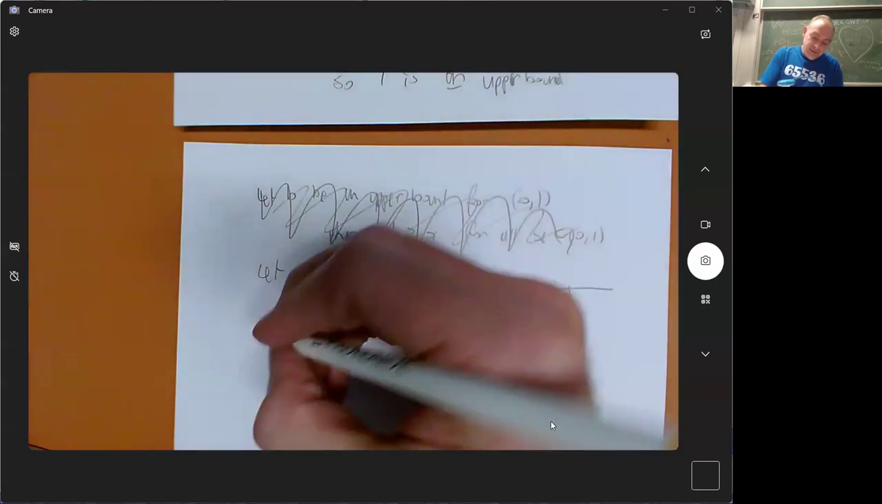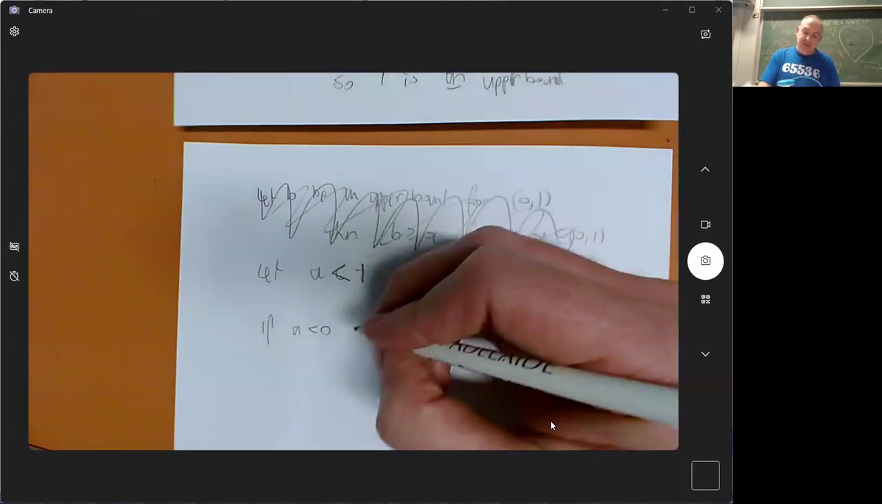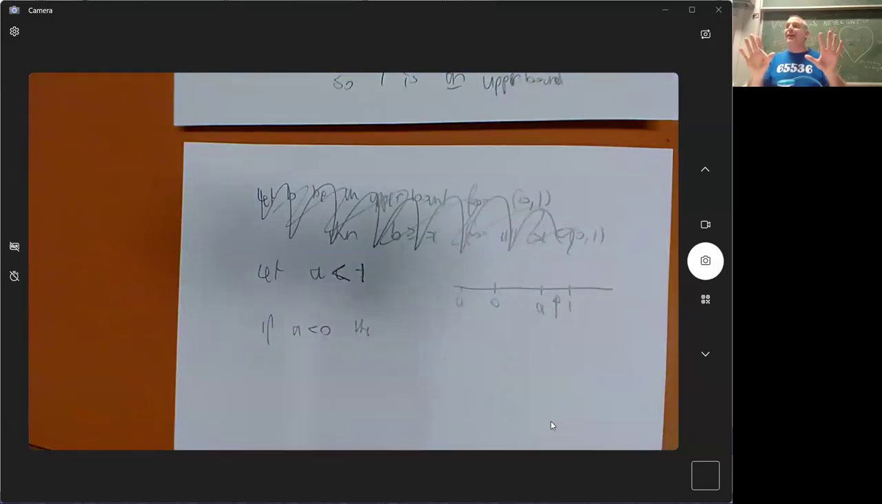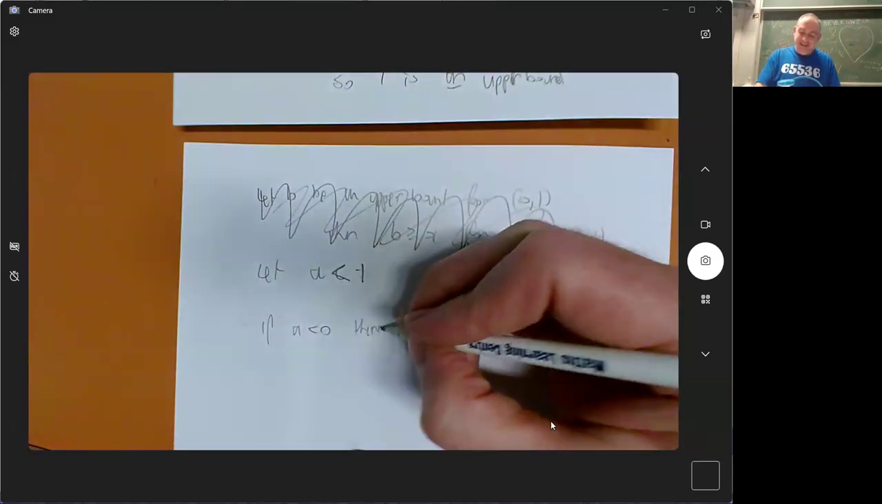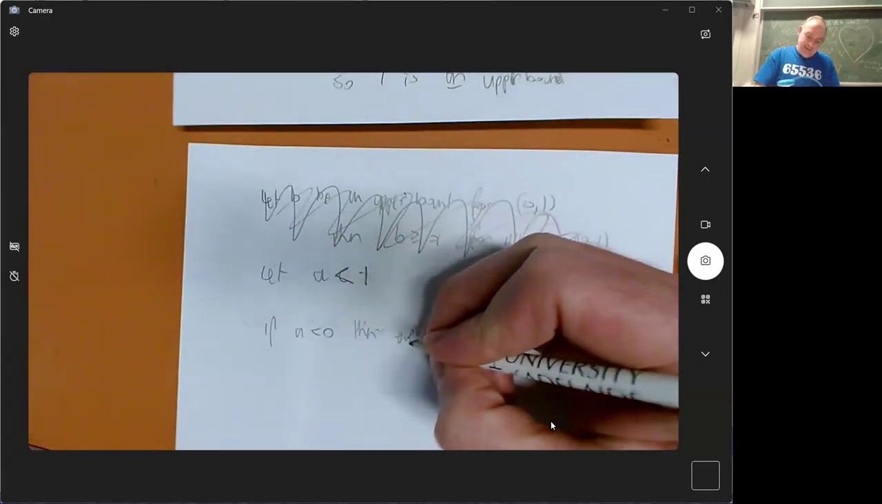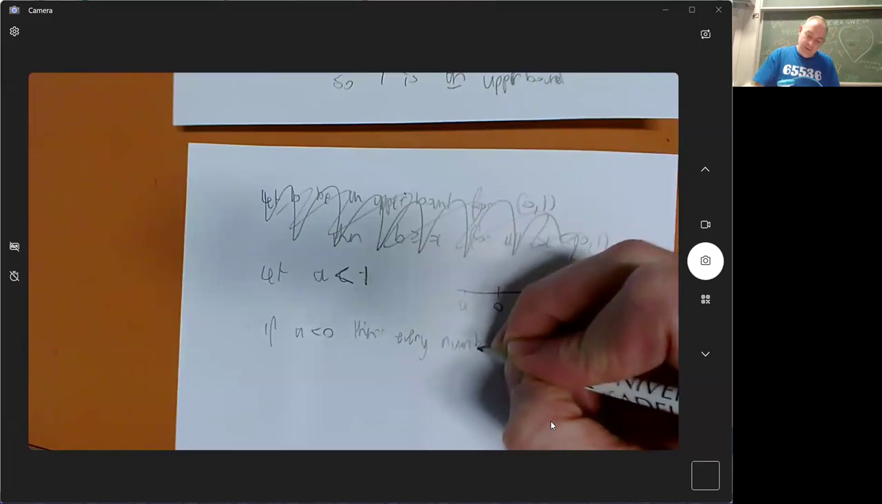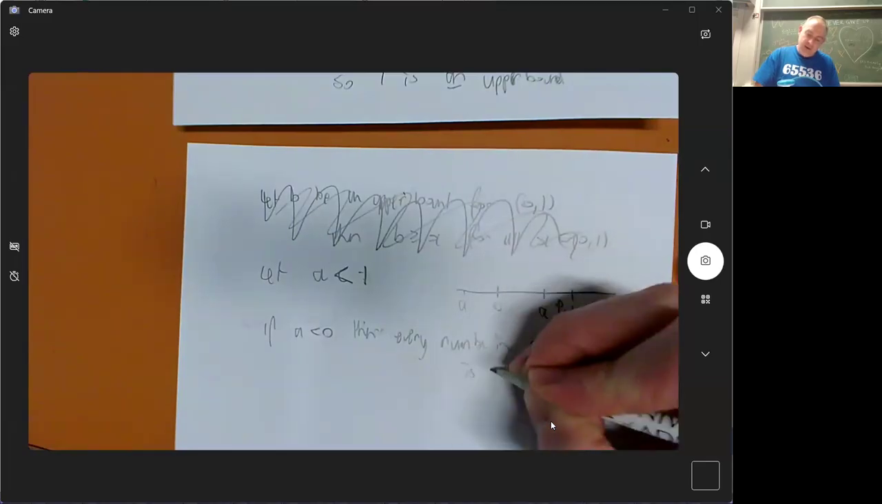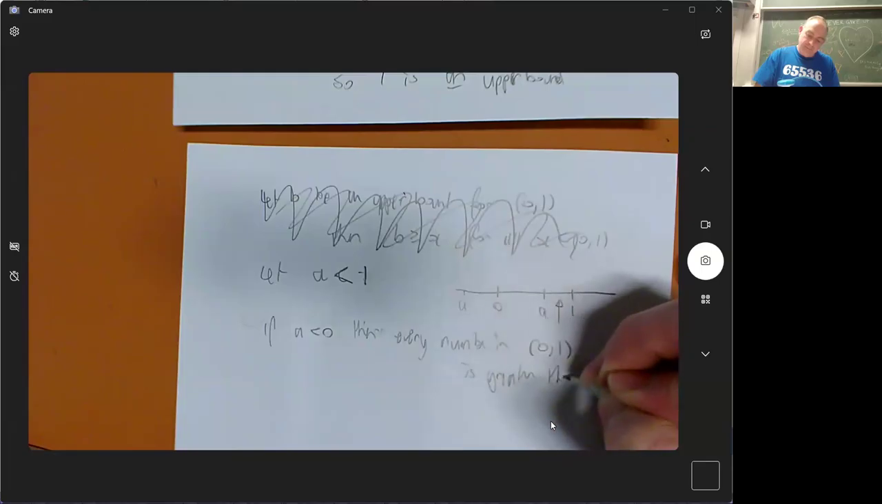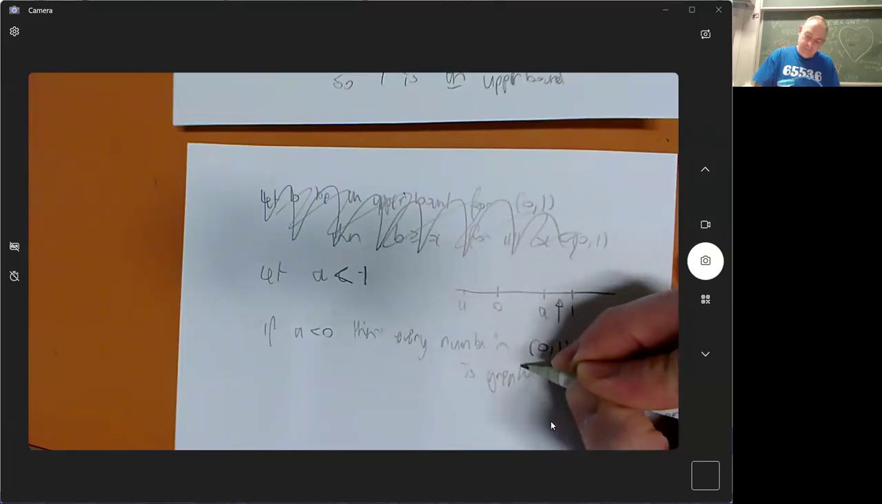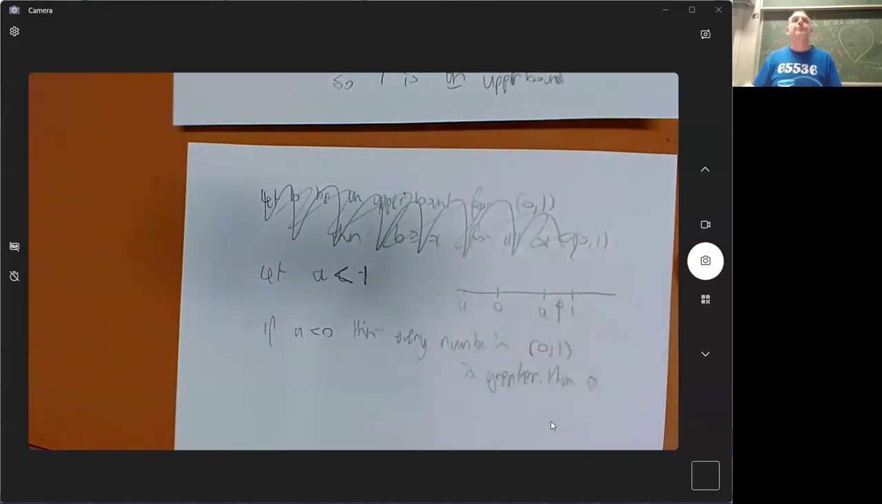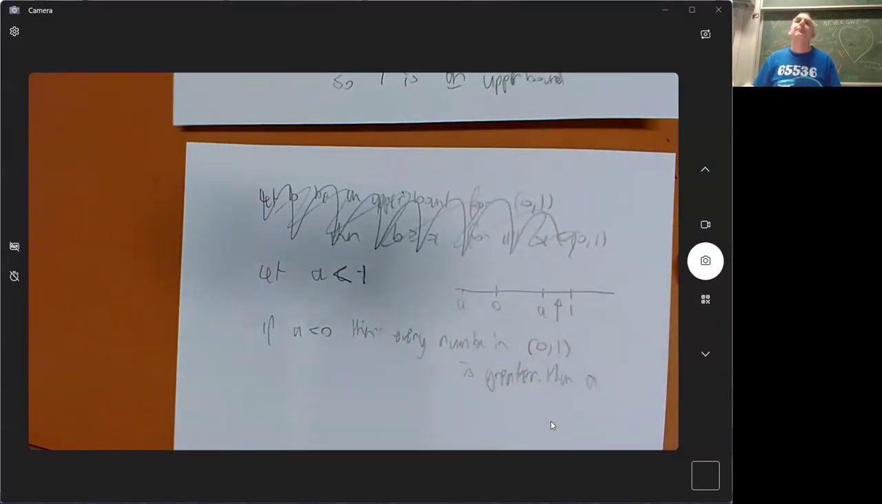So if a is less than 0... Oh no, this is great. It's even better. We've got the proof. It's completely true now. No, it's not. Doesn't matter. If a is less than 0, then every number in 0, 1 is greater than a. In the same way that we stated that 1 is an upper bound, we can state that 0 is a lower bound. Therefore, we can exclude anything less than 0 because 0 is a lower bound.